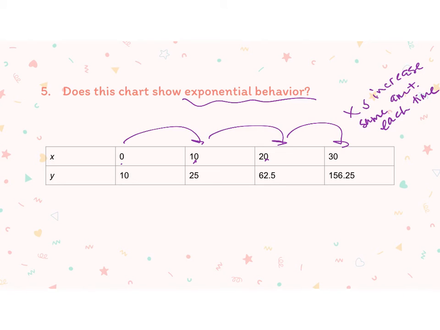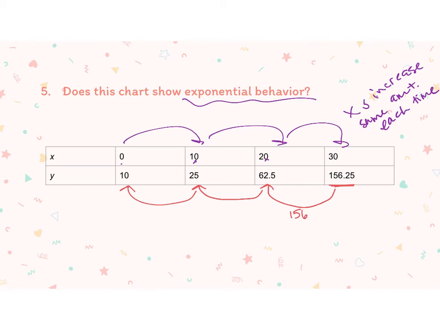Okay, so if this is exponential, that means that I'm multiplying by the same factor over and over and over. That's what the definition of an exponent is. It's repeated multiplication. You multiply by the same factor over and over again. So if that is the case, that means that if I undo that multiplication, if I take this 156 down here at the end, and I divide it by 62.5, I should get the same answer as if I divide 62.5 by 25 and then 25 by 10. So that's what I'm going to do.